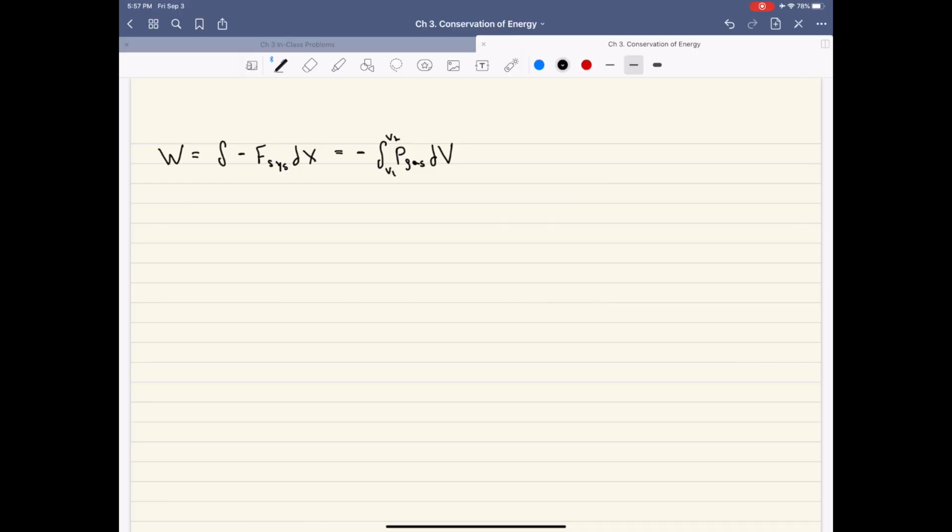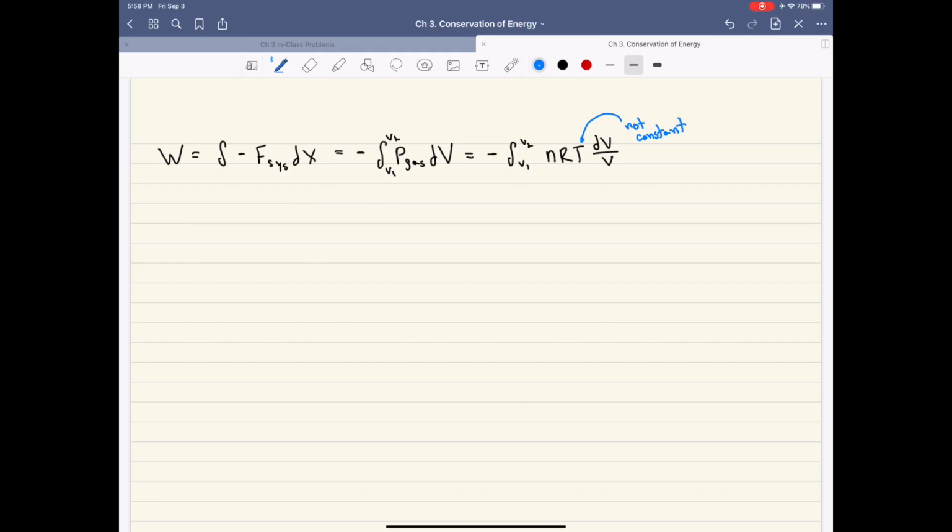If we use the ideal gas law for P gas, since this is a quasi-static compression, we just had nRT over V dV. So that's what the work would be equal to, and if we could take the integral of this, we could calculate work. But we do have a complication here, and that's because not only is pressure a function of volume here, but the temperature is also going to be a function of volume. And so that complicates this integral.